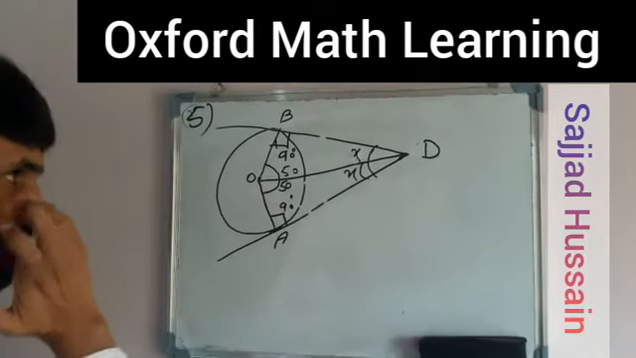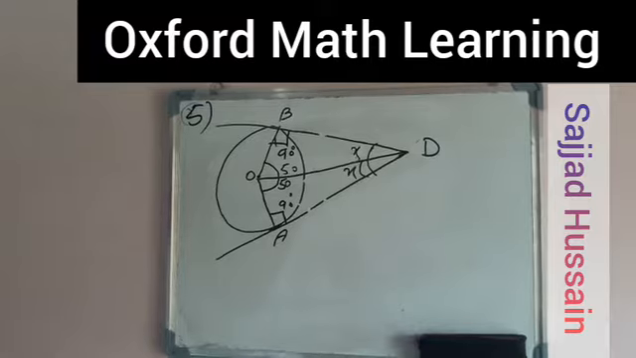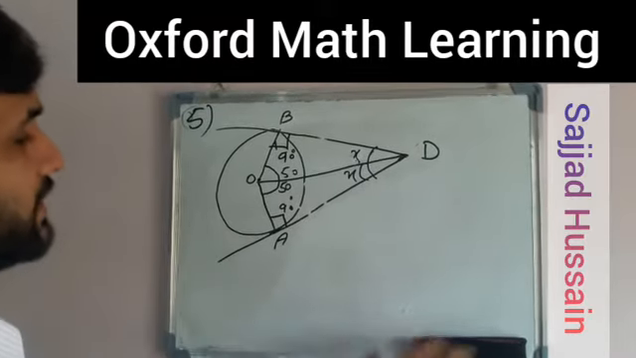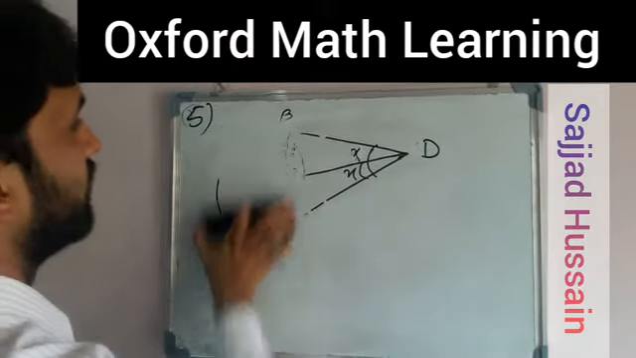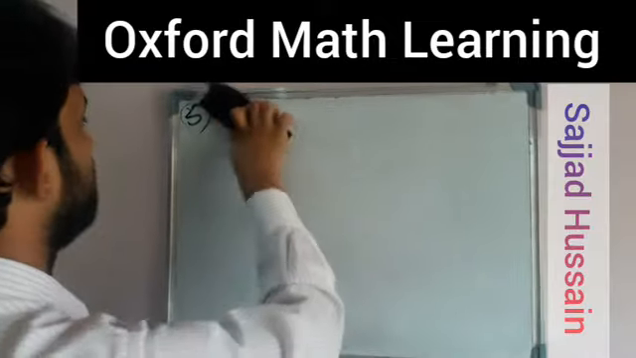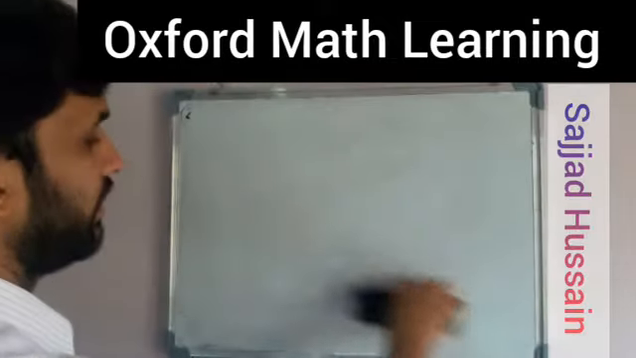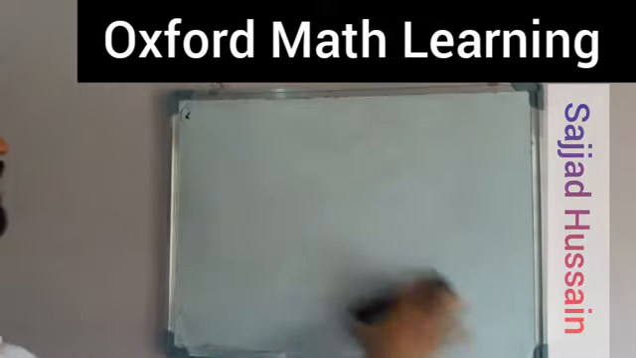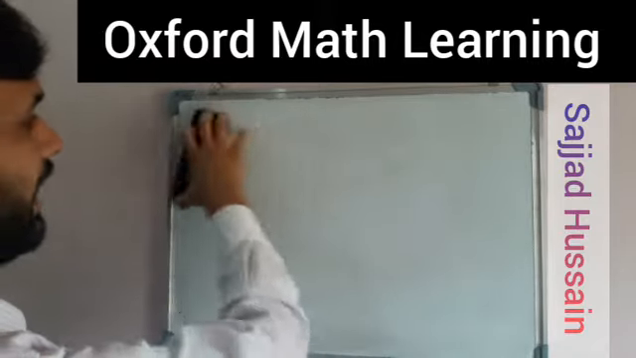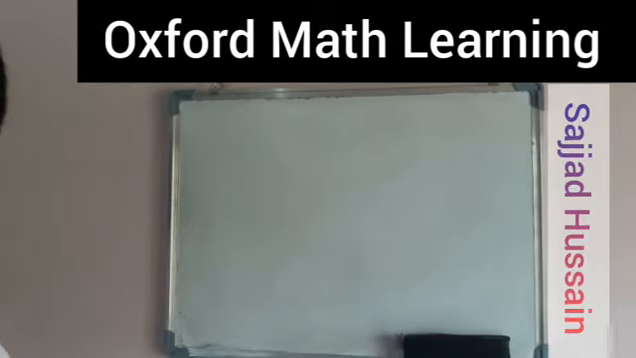These are the 6 properties we use in circle theorems. Now you can practice and solve circle theorems easily.